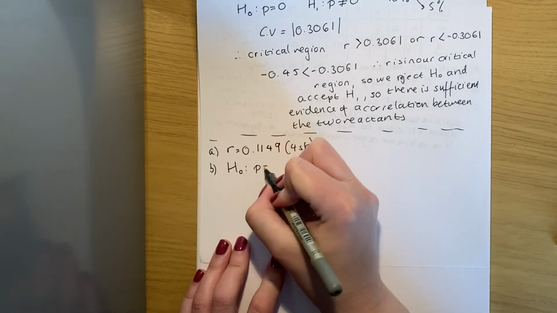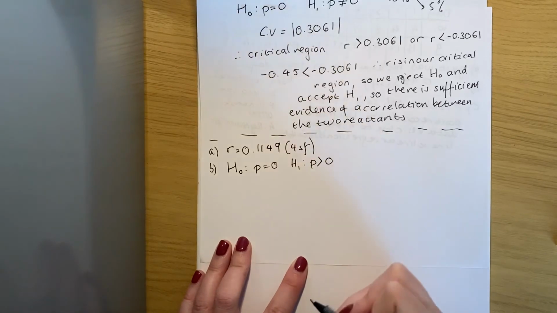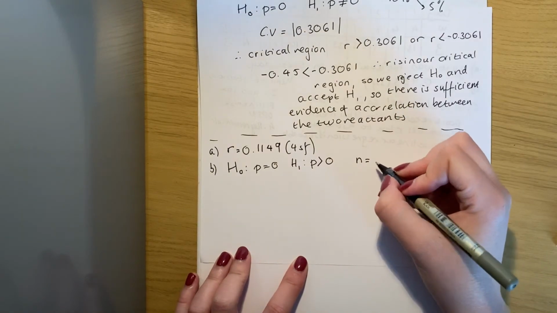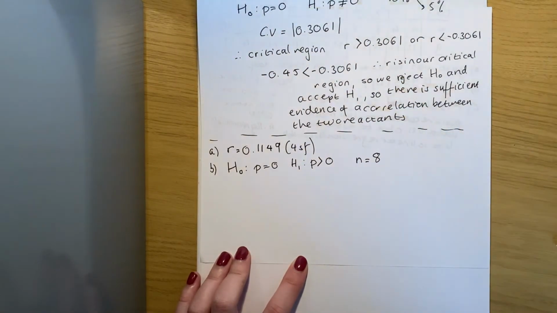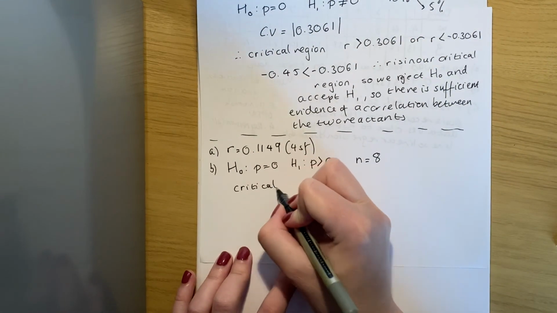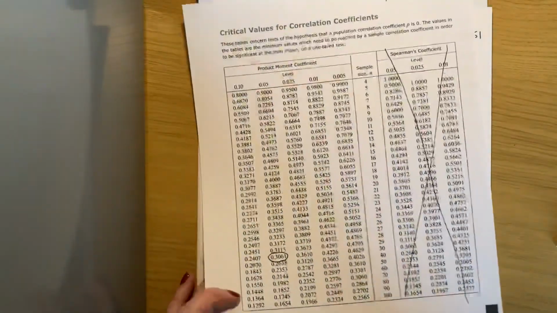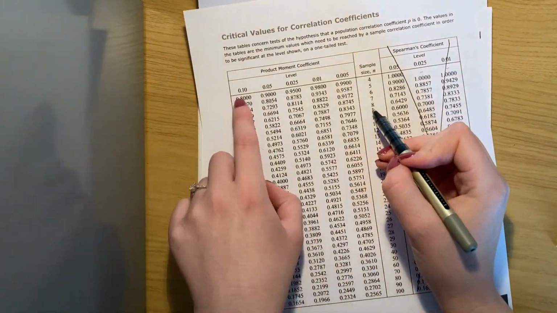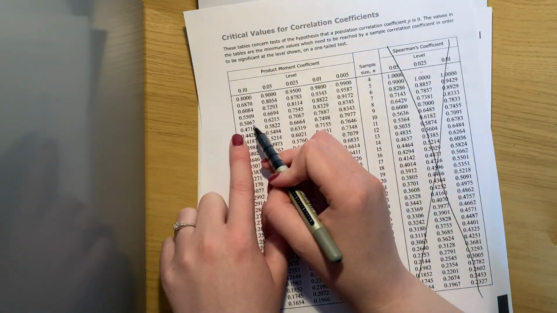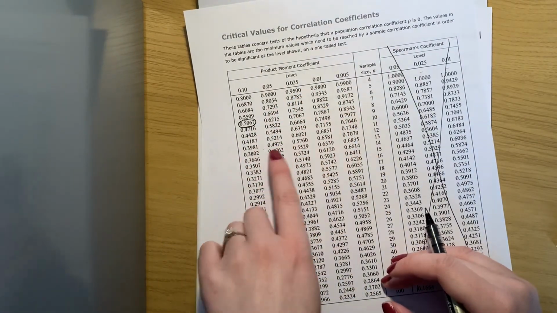So our null hypothesis is always that there's no correlation. In this case, our alternate is that it's greater than 0. It's a one-tailed test. And our sample size is just the number of days we have, which is 8. So my critical value from my table. So I've got a sample size of 8. I'm testing at the 10% significance level. So it is this value here. Use a ruler in the exam if you're not sure that you're getting the table right.